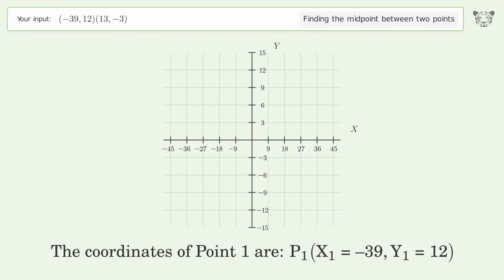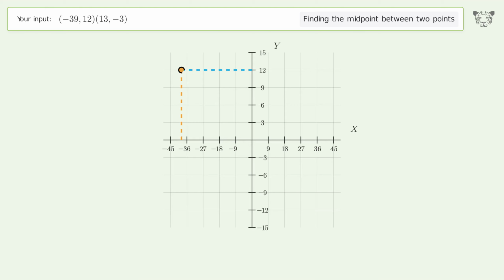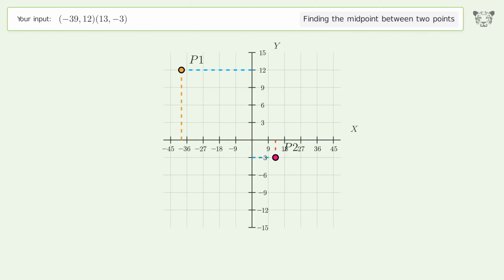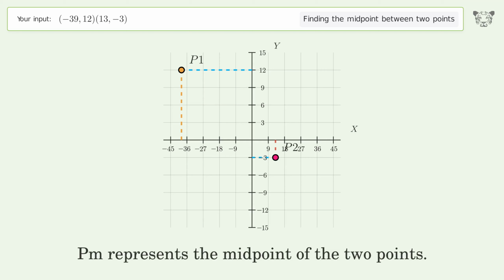The coordinates of point 1 are, x1 equals -39, y1 equals 12. The coordinates of point 2 are, x2 equals 13, y2 equals -3. PM represents the midpoint of the 2 points.